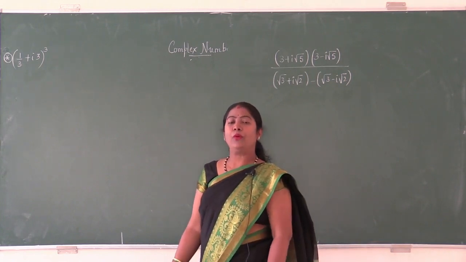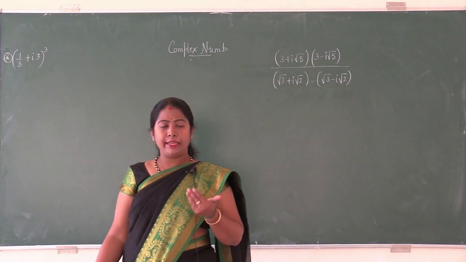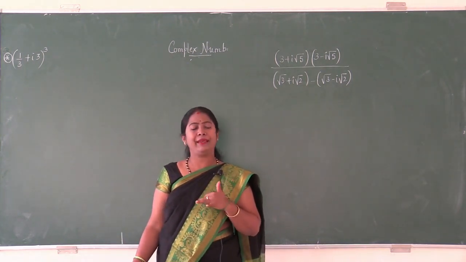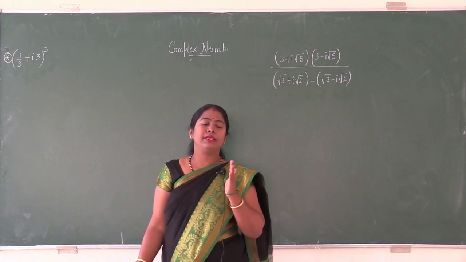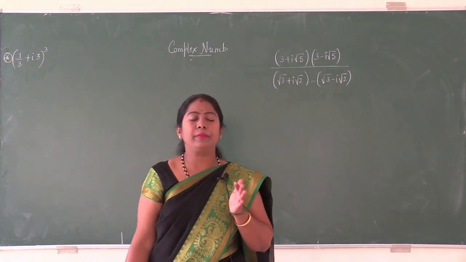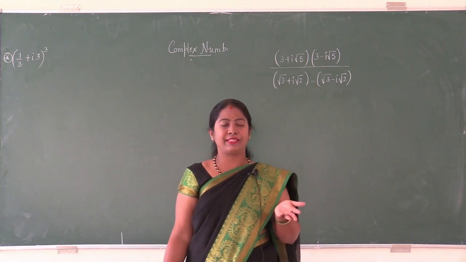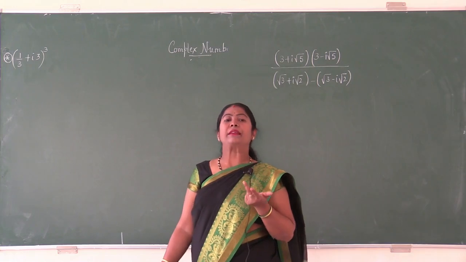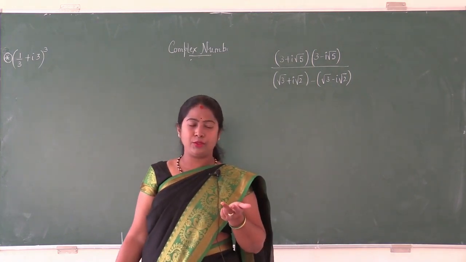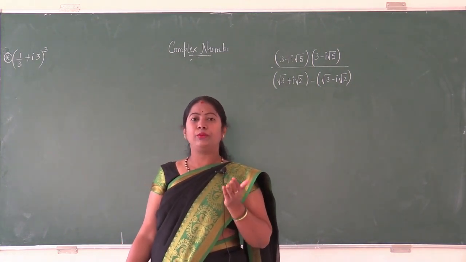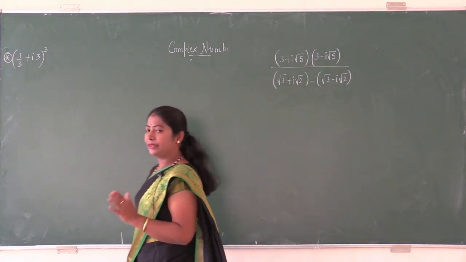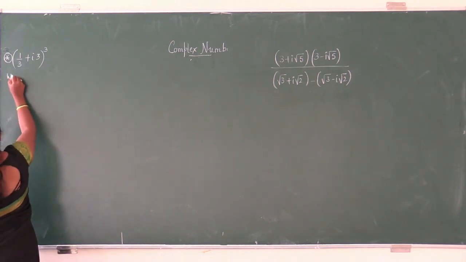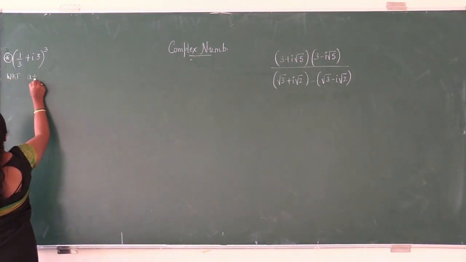What is (a + b) whole cube? According to the formula, a cube plus b cube plus 3a square b plus 3a b square. With regards to the complex identity, what is (z1 + z2) whole cube, which we solved in the previous classes? z1 cube plus z2 cube plus 3 z1 square z2 plus 3 z1 z2 square. So keeping these identities in mind, what is (a + b) whole cube?